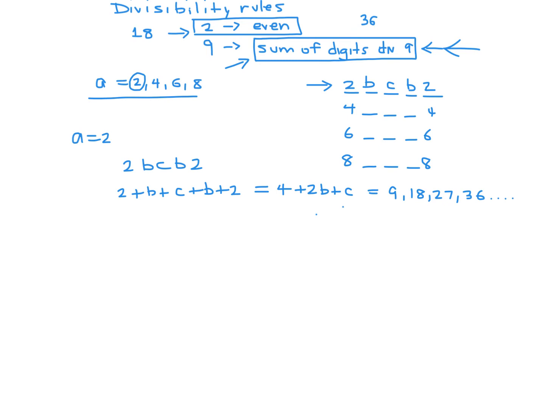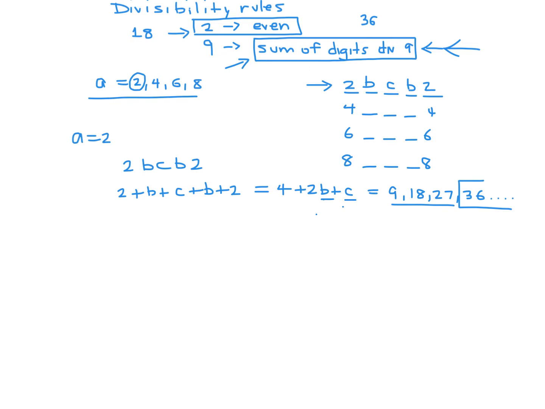For example, A, B, C all represent digits, right? So the largest digit is 9. So if B and C were both 9s, you'd get what here? 27 plus 4, 31, correct? So the largest you can get is 31, so I don't think you'll be able to go past these. Got it? Okay, so let's work with this.